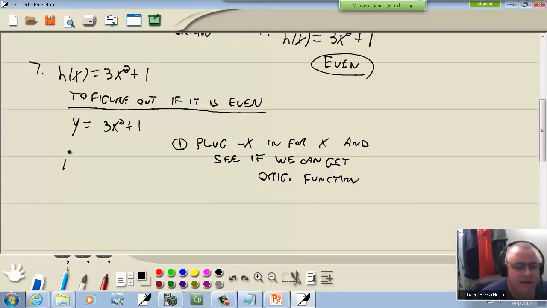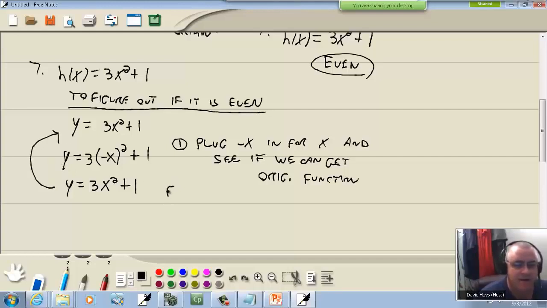Okay, so we got y is equal to 3, and then where the x was, I'll put in parentheses. Everything else remains exactly the same. But now I'm going to put negative x in for the x. So I'll put negative x inside the parentheses. Well, negative x times negative x gives us positive x squared. So after we simplify it, we see that we actually do get our original function. That's what tells us this is even.